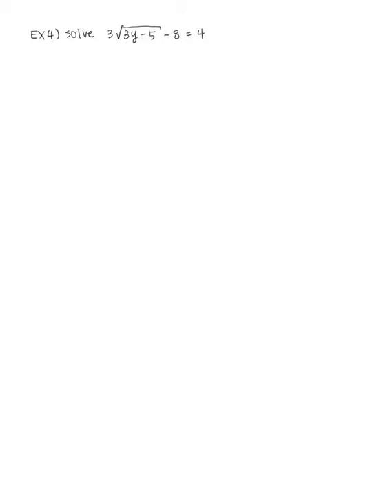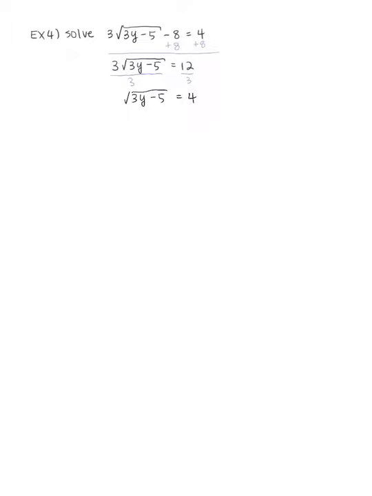Again, we're going to have to isolate the radicals. So let's first add the 8 on both sides. So then what do we get? We have 3 times the square root of 3y minus 5 equals 12. But the square root is not isolated yet, so that little 3 is in the way. How do I get rid of that? By dividing by 3. So I'm going to divide by 3 on both sides to get the square root of 3y minus 5 equals 4.